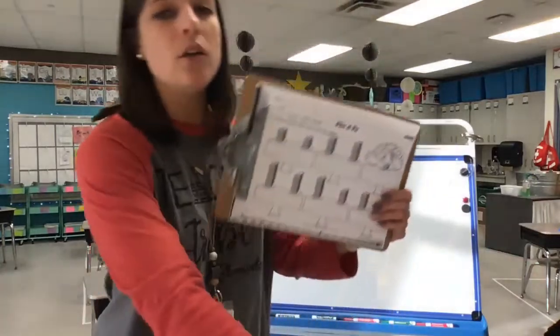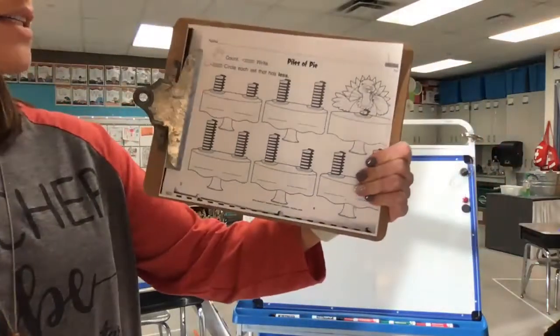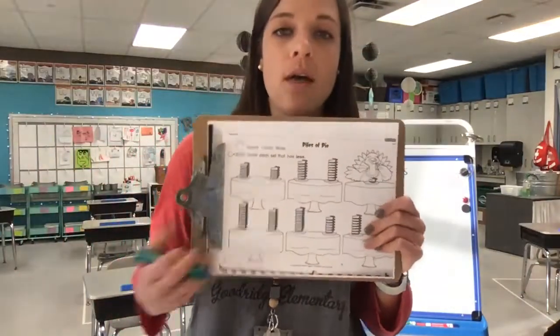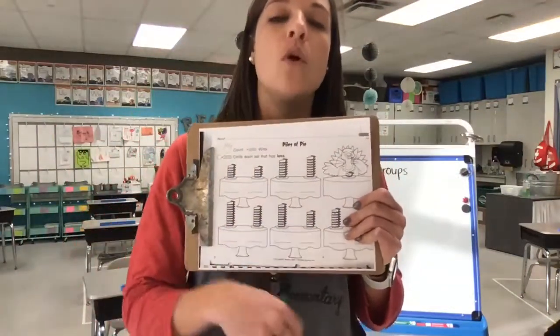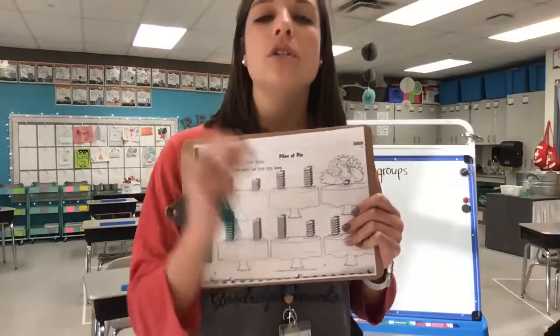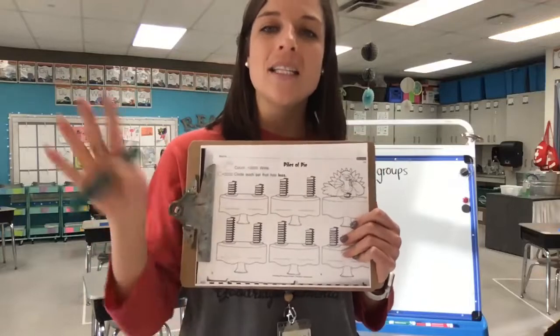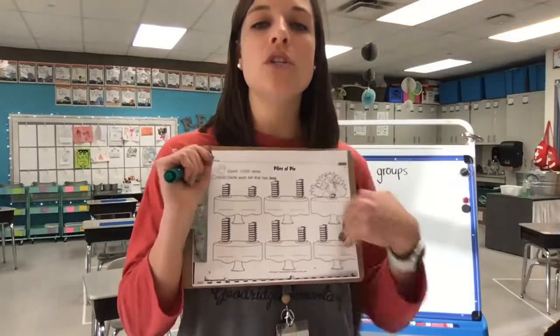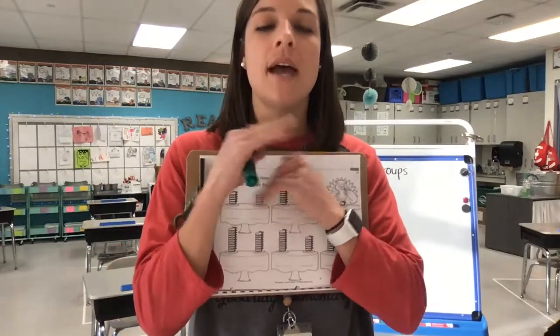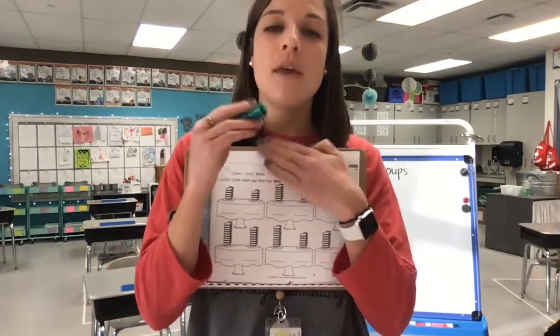So let's take a look at our piles of pie activity sheet. All we're going to do is circle the group that is greater, X the group that is less, and then we're going to use our symbol, our alligator symbol or equal sign to show how we compared.